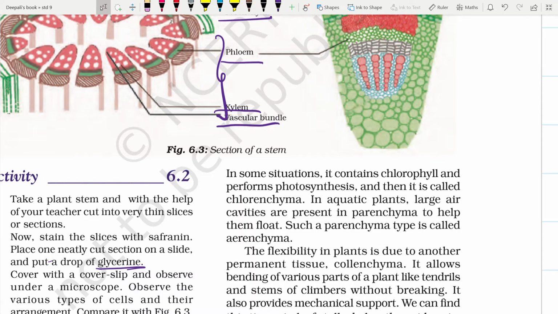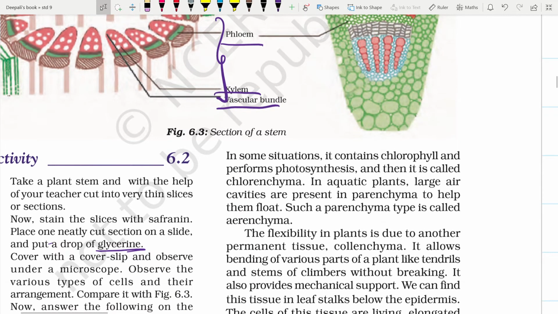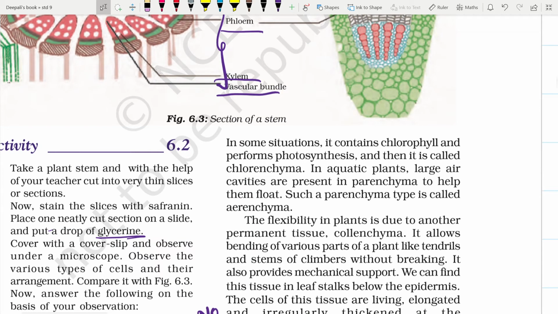In some situations, it contains chlorophyll and performs photosynthesis, and then it is called chlorenchyma. In aquatic plants, large air cavities are present in parenchyma to help them to float. Such parenchymas are called aerenchyma.